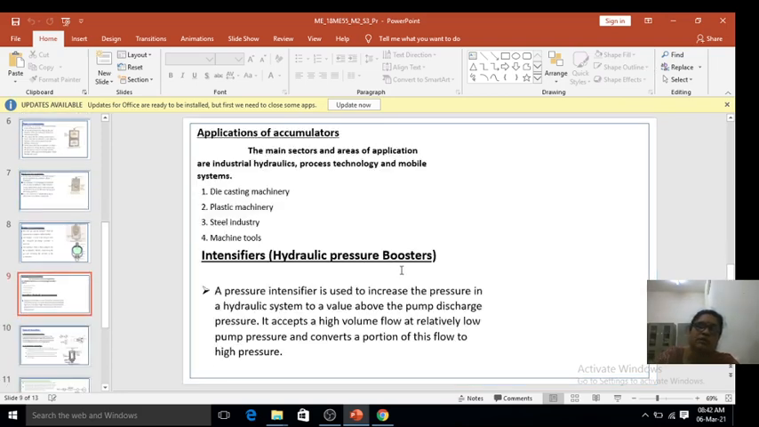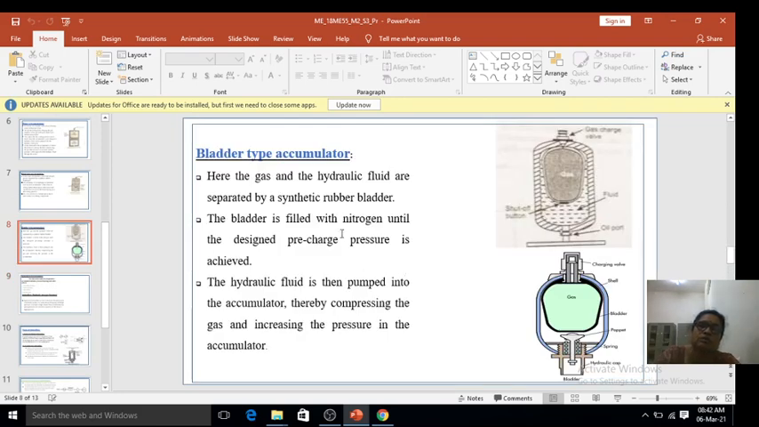Applications of accumulators. Bladder type of accumulator, you can observe here. Here the gas and the hydraulic fluid are separated by a synthetic rubber bladder. The bladder is filled with nitrogen until the designed pre-charge pressure is achieved.